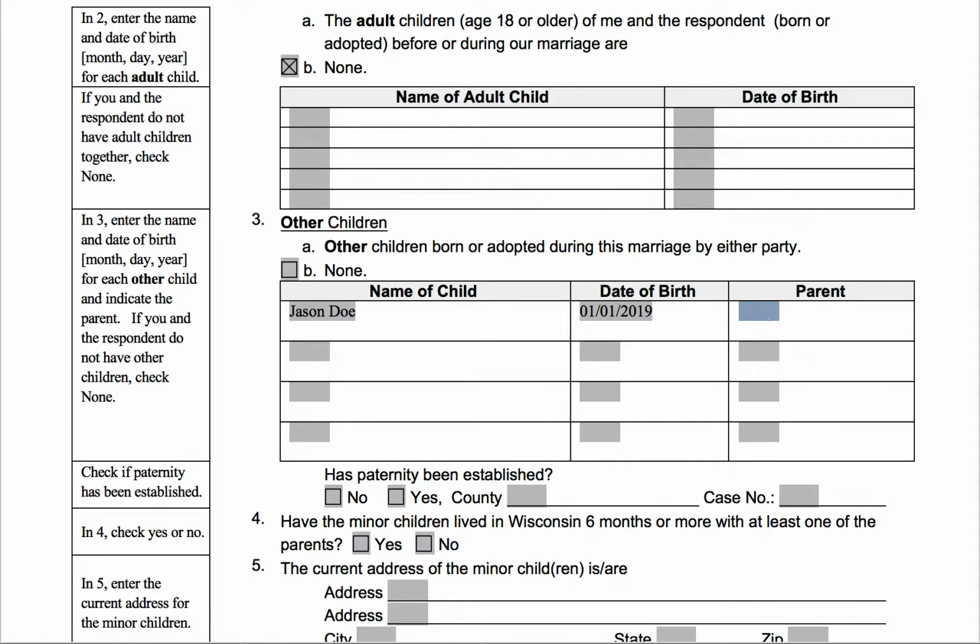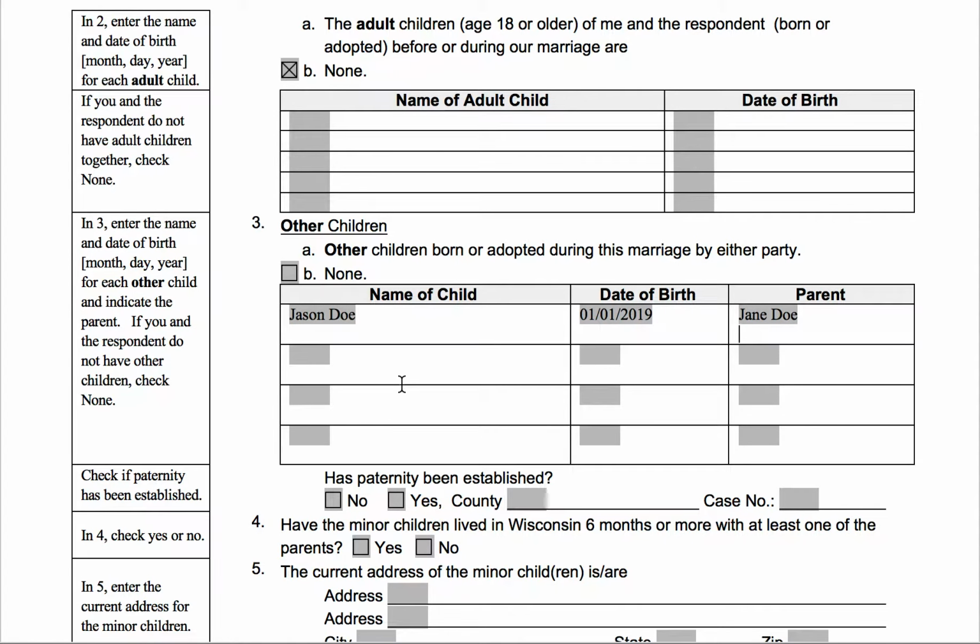So then I'm just going to put, that'll be Jane Doe listed there. And again, if there are multiple other children, you'll list multiple other children. Yes, so we've got all that.